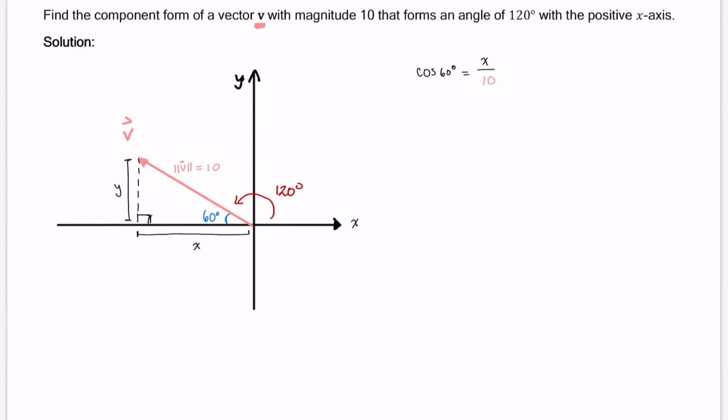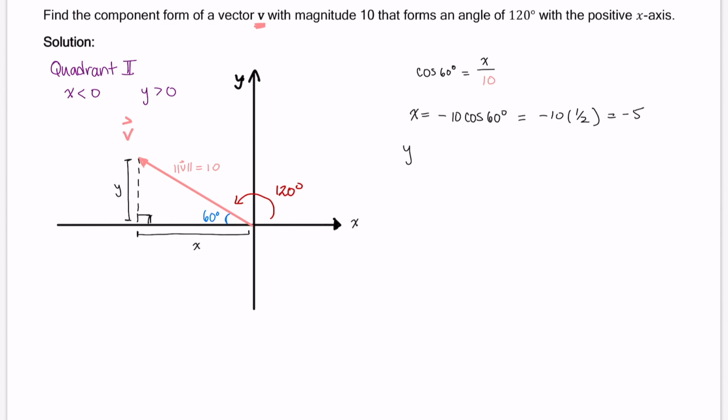Now, there's one thing we have to be cautious about. Here in quadrant 2, we have to consider what x and y do in quadrant 2. X values are less than 0, y values are greater than 0. So this tells me that x is actually equal to negative 10 cosine of 60 degrees. So x is equal to negative 10 times 1/2, and that's negative 5.